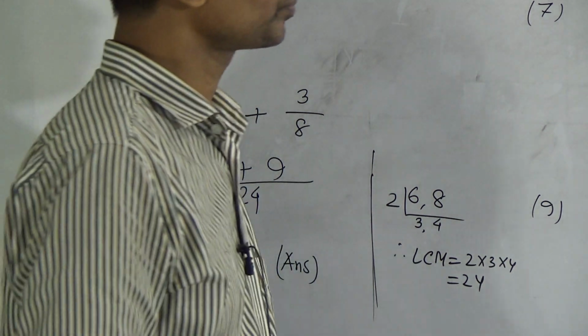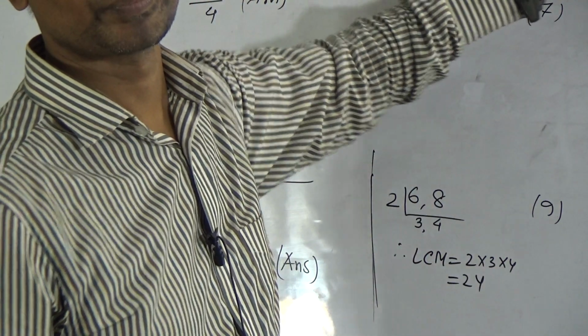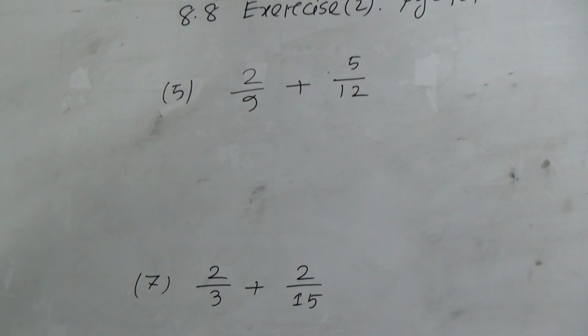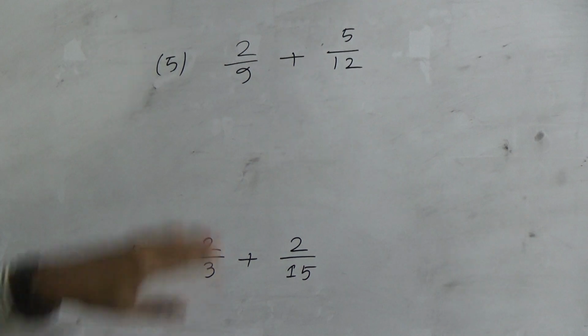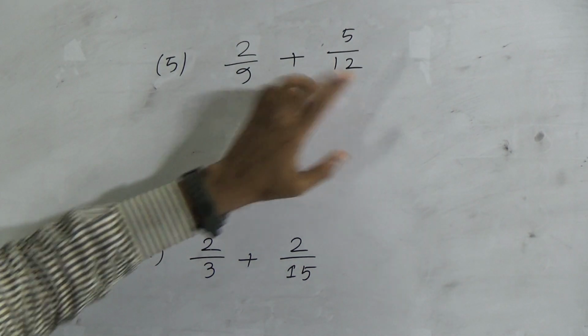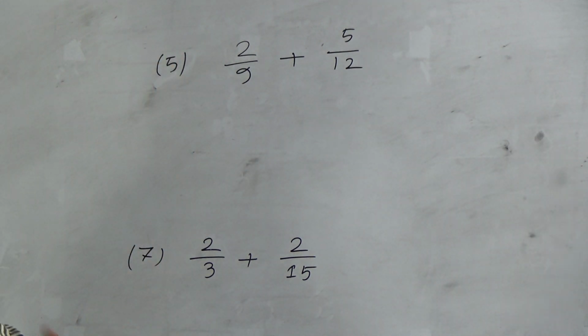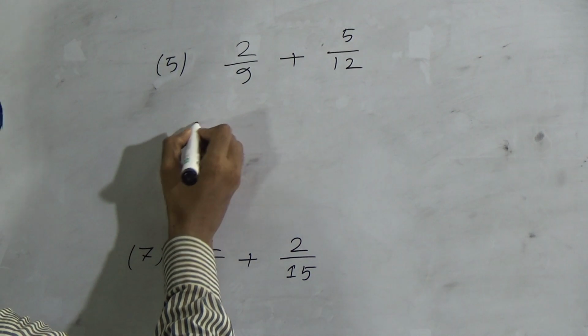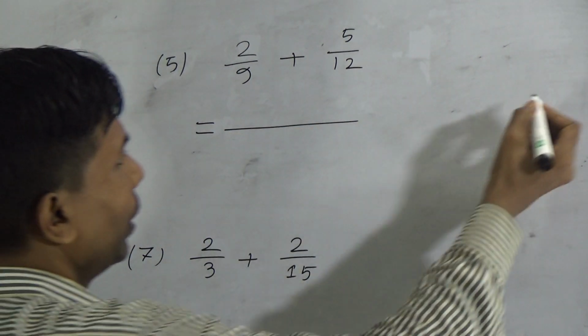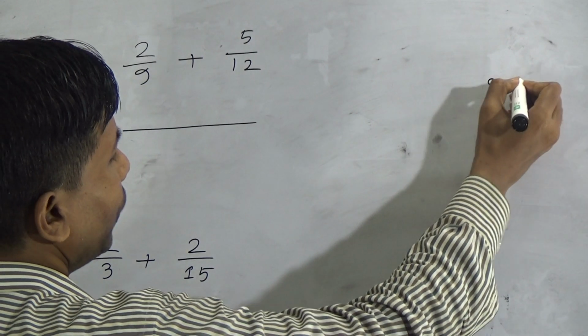Now see question number 5. Okay student, now see question number 5. Look here, 2 by 9 plus 5 by 12. What is your first task? Mind it, your first task is do the LCM. This is your first work. Look, 9 and 12.